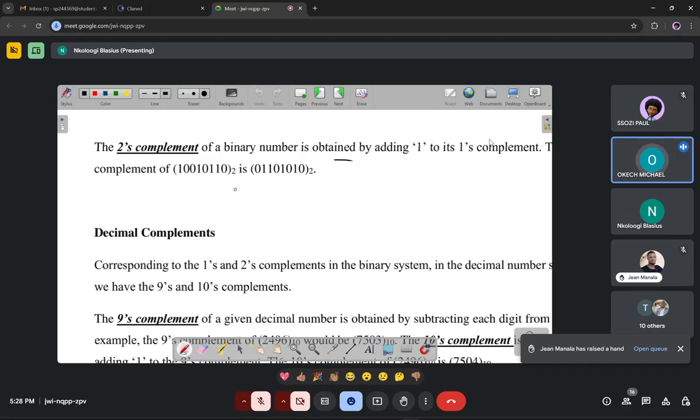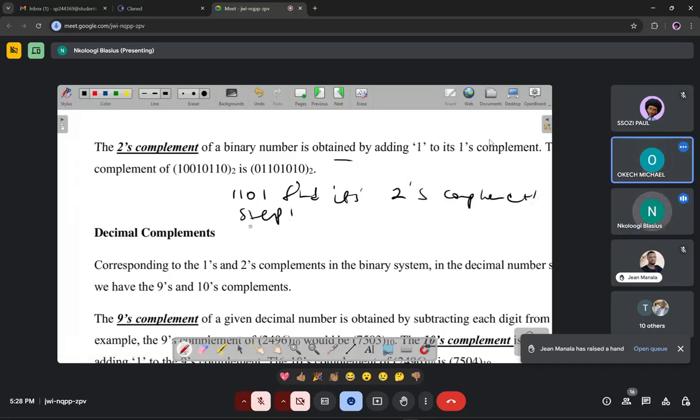For example, 1101. The question may be saying, find its two's complement. First of all, you get the one's complement.